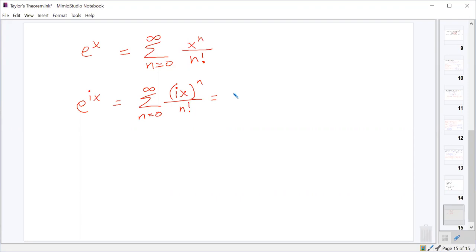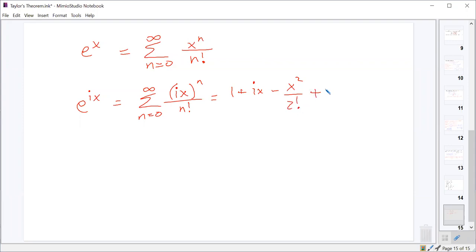At n equals 0, it should just be 1 still. But so this second term should then become i times x. And the third term, well, is going to give us an i squared, right? When we plug in n equals 2. And i squared is negative 1. So we're going to have a negative x squared over 2 factorial.